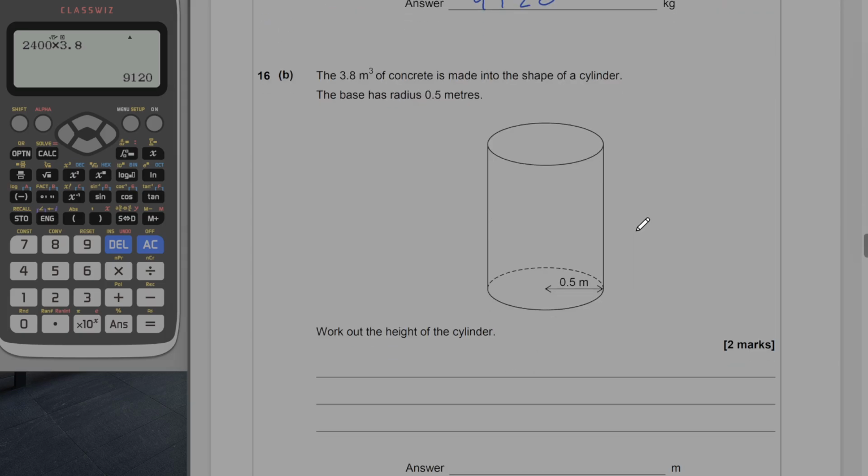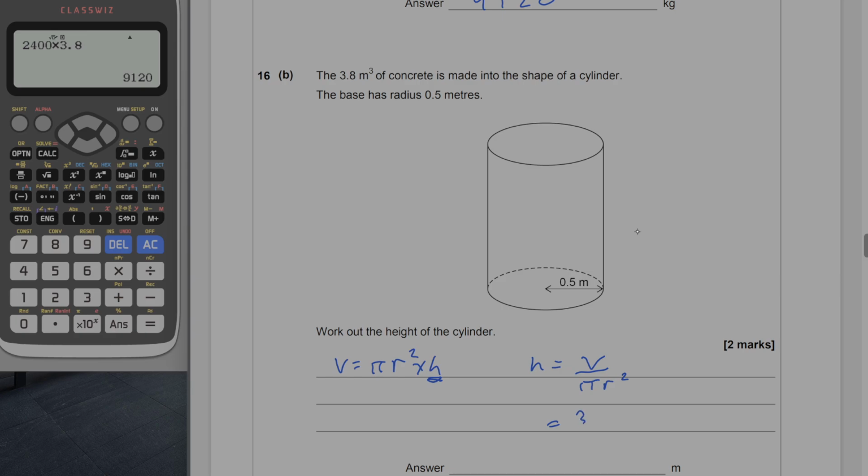Right, part B. 3.8 meters cubed of concrete is made into the shape of a cylinder. The base of the cylinder has a radius of 0.5 meters. Work out the height. Okay, this is a little bit of rearranging. So the volume of a cylinder is going to be equal to the area of the circle, which would be pi r squared, times by the height. We want to work out the height though, so rearranging that would give us that the height is going to be equal to the volume divided by pi r squared.